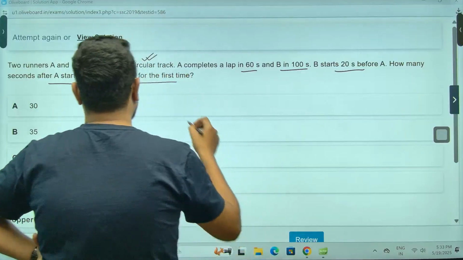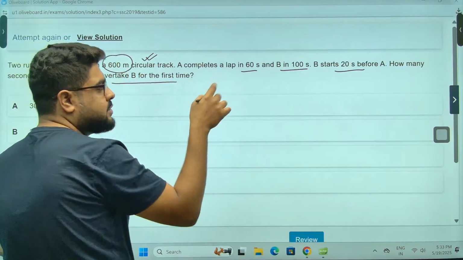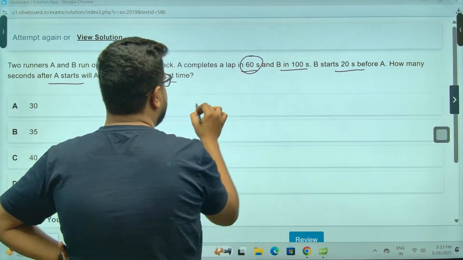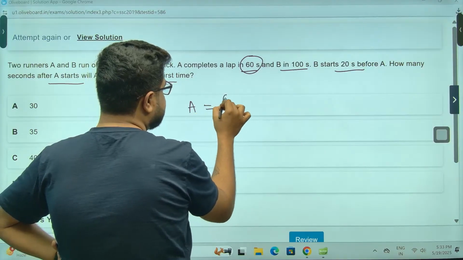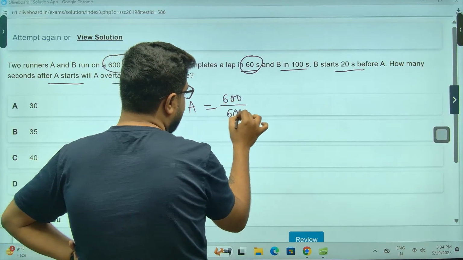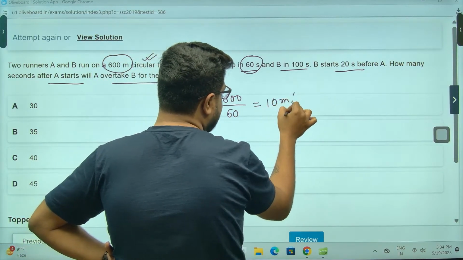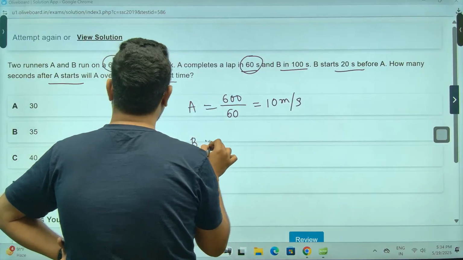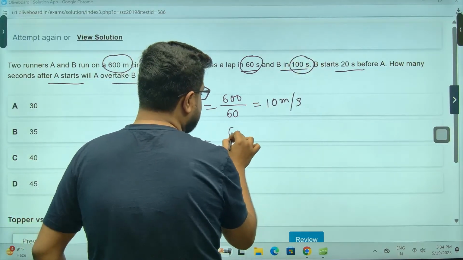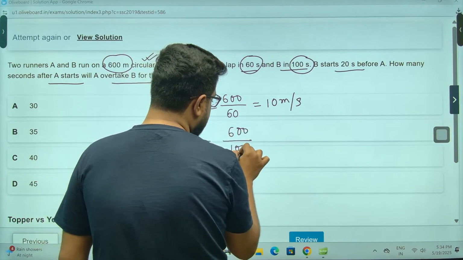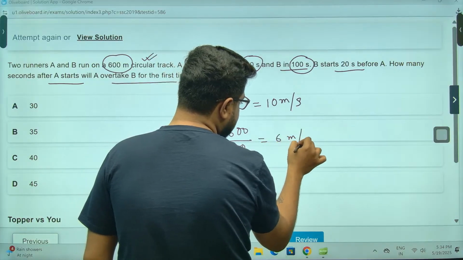Sir, this is the distance, the one track length. 60 seconds means I can get the speed of A, sir. 600 distance by time, so that is 10 meters per second. And B is going this 600 meters in 100 seconds. So distance by time, that is 6 meters per second.